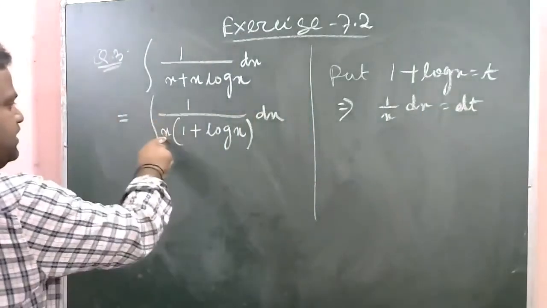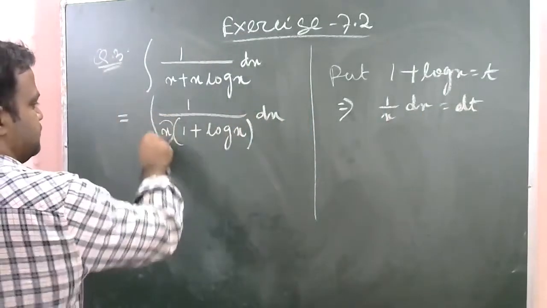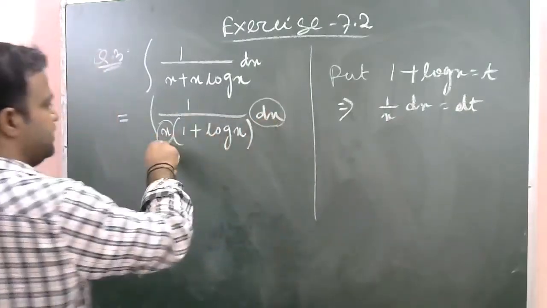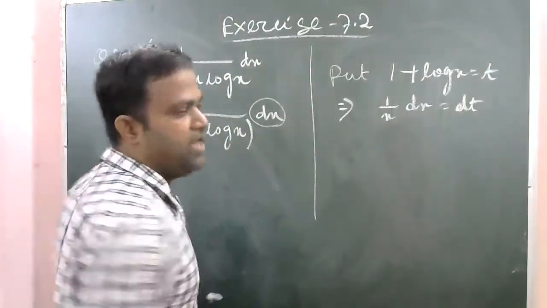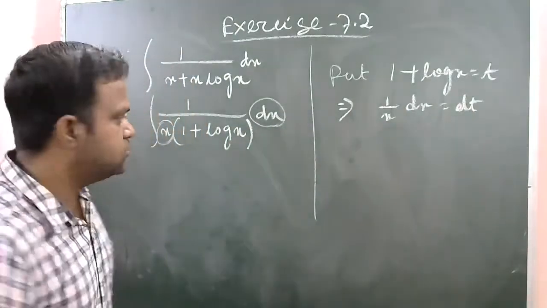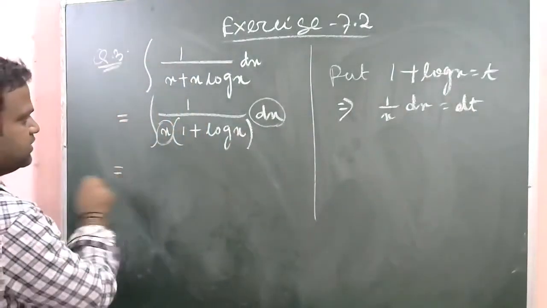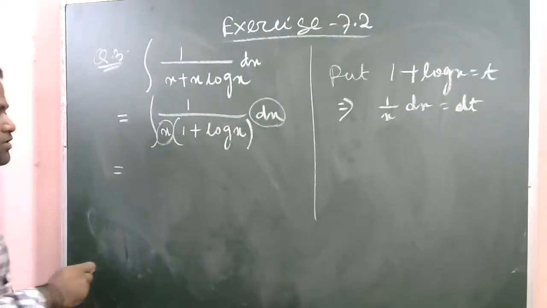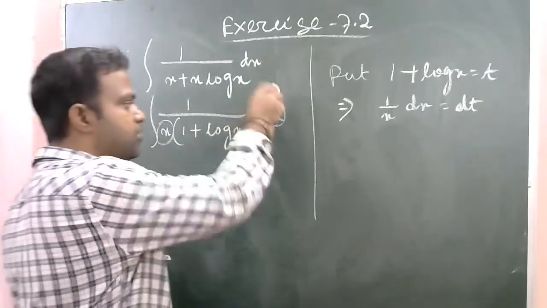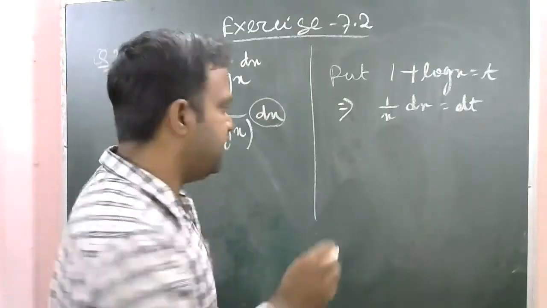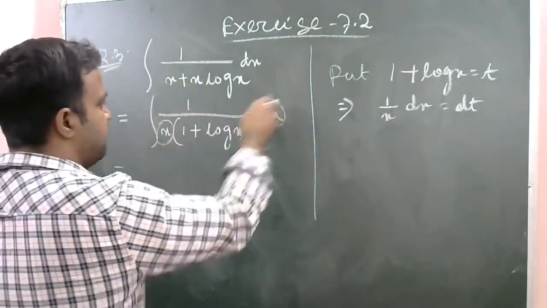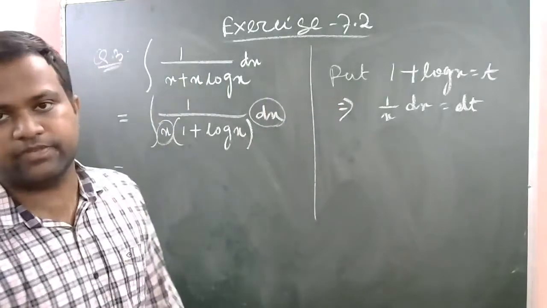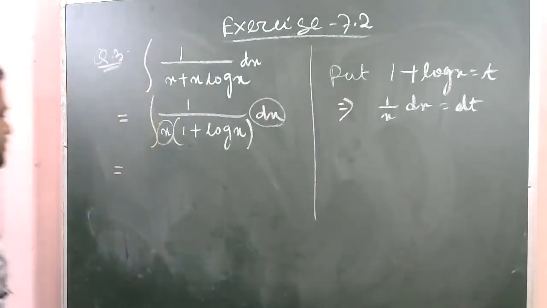Now see, 1 by x dx is here. This one x is there, dx is there. 1 by x dx is dt, so I'll replace it, and 1 plus log x I have already taken as t. Remember one thing, that you have to convert everything, dx and all the x terms. Once you are converting to t terms, all the variables will be converted to t. That is the thing you have to keep in mind.